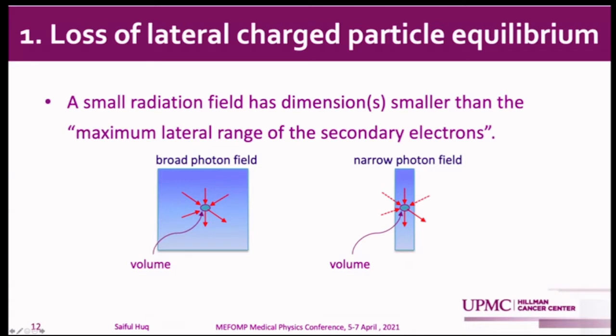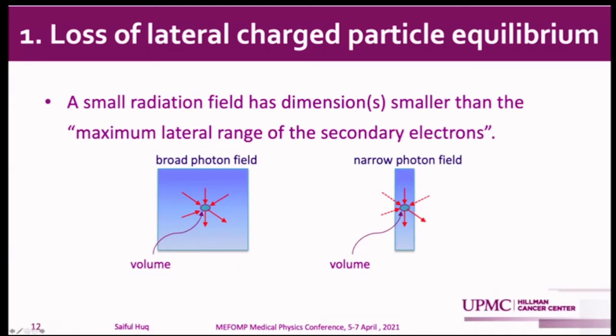On the left, you see a broad photon field, and in the central region of interest, the number of particles entering and exiting the region of interest balance out because you're irradiating a large field. Whereas if you have a narrow field, since we are not irradiating a large volume, the number of particles entering and exiting the region of interest laterally do not balance out, and that's where the problem occurs.